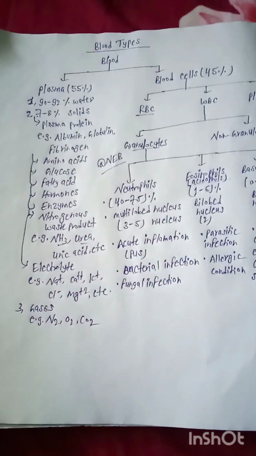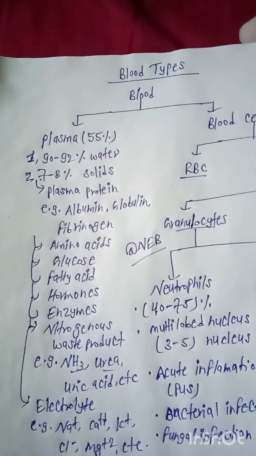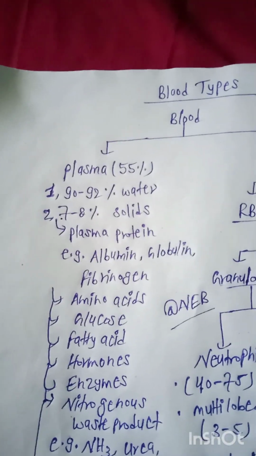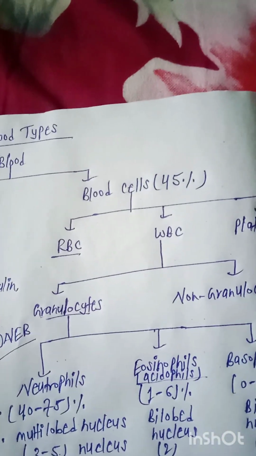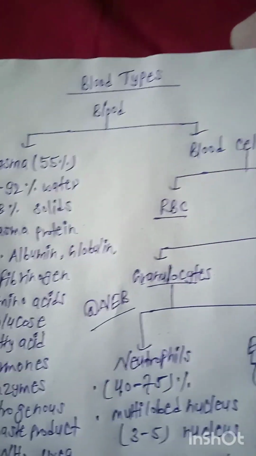Hello everyone, today I will be discussing blood types. Blood can be classified into two types. One is plasma, which contains 55%, and the other is blood cells, which contain 45%.